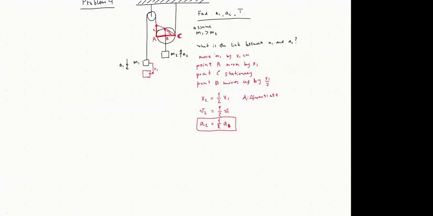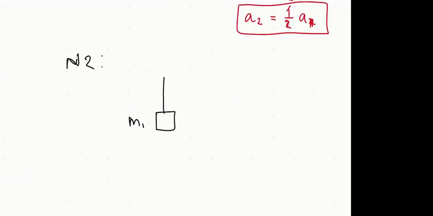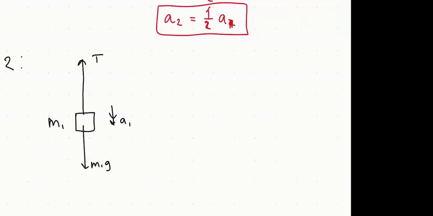So Newton's second law for mass m1: we have the tension, and we have m1g, and it's accelerating downwards at acceleration a1, and therefore we can write that m1 a1 is equal to m1g minus T.